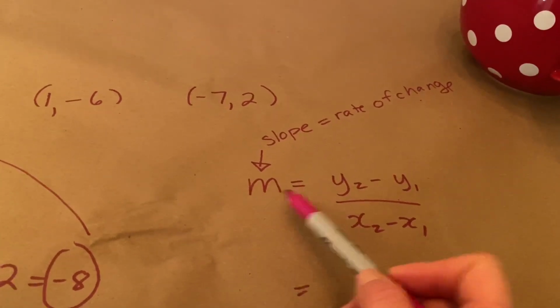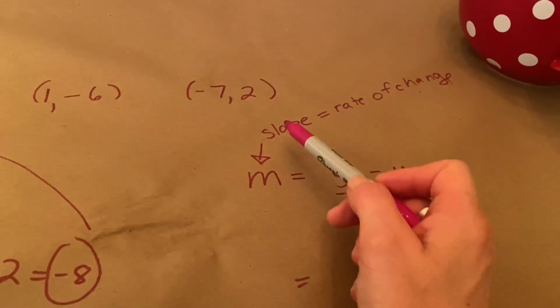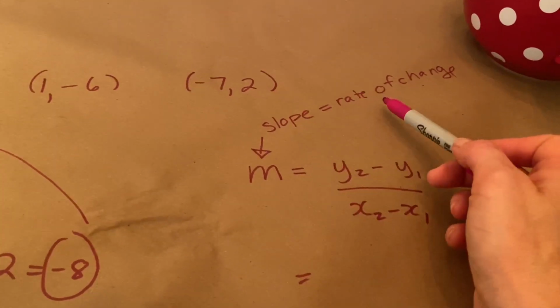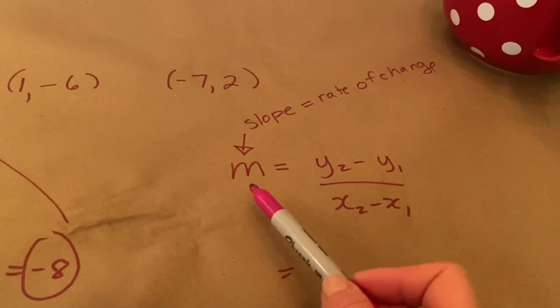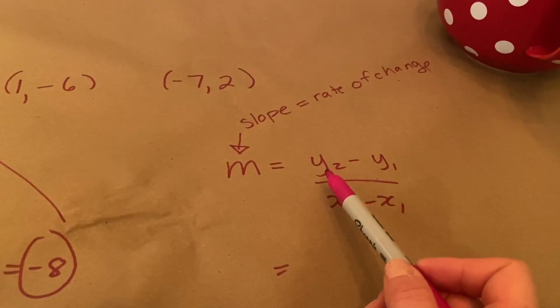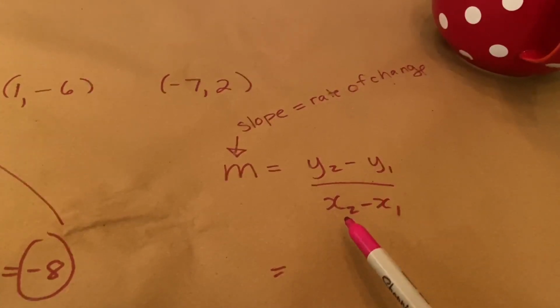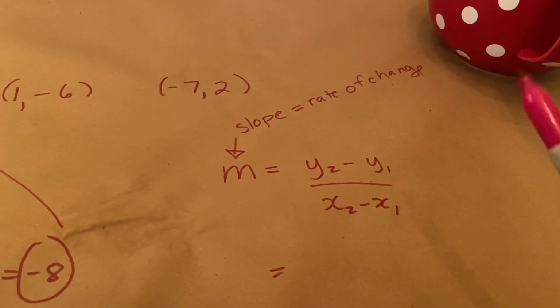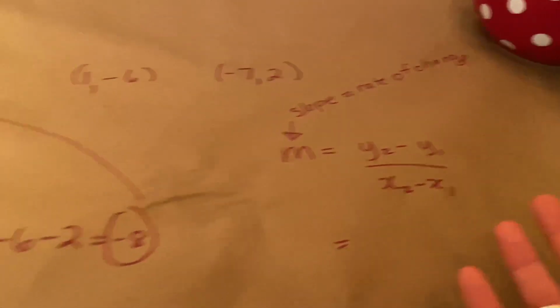The math geniuses of the world have decided that m means slope, and don't forget that slope means the rate of change or the jumping number. And to find the slope, all we do is y2 minus y1 over x2 minus x1. Now let's make sure that makes some sense to what we're doing over here.